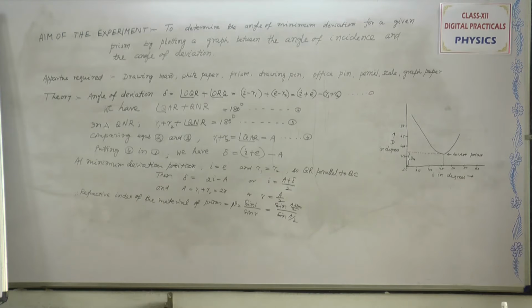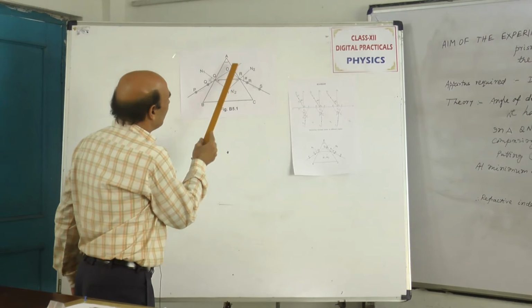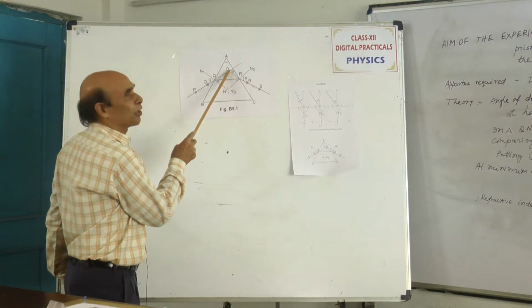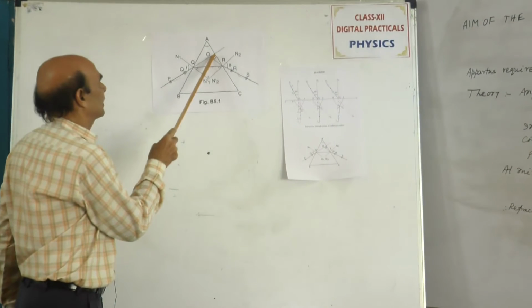Now, I am going to explain the theory. I am just explaining how it comes. Delta, deviation, is first. See this figure. Here, this is the incident ray, this is the refracted ray, this is the emergent ray. If you produce the incident ray forward and the emergent ray backward, they will meet at a point. Let this point be O, and this angle is called the angle of deviation.